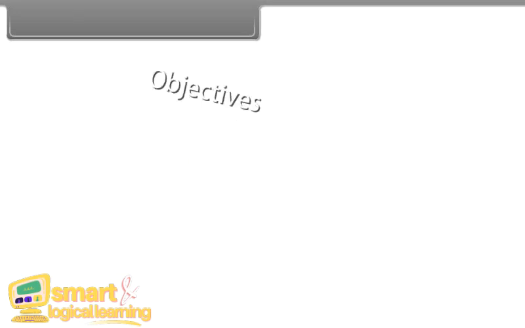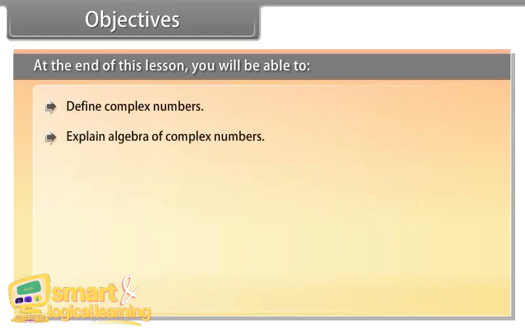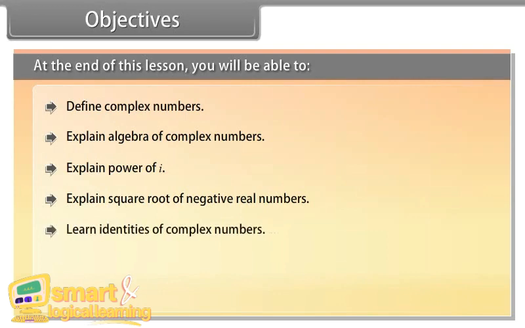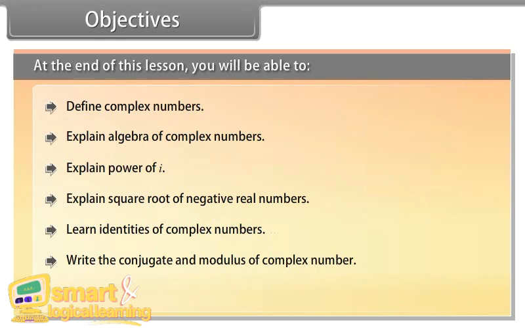Objectives. At the end of this lesson, you will be able to define complex numbers, explain algebra of complex numbers, explain power of iota, explain square root of negative real numbers, learn identities of complex numbers, write the conjugate and modulus of a complex number, understand the polar representation of complex numbers.